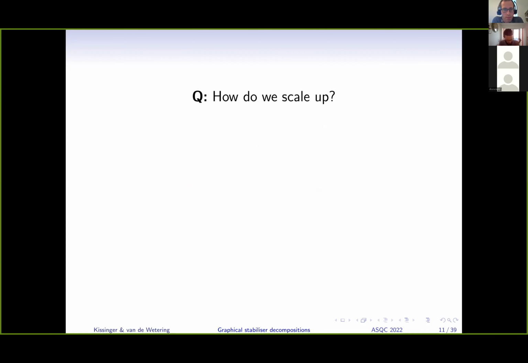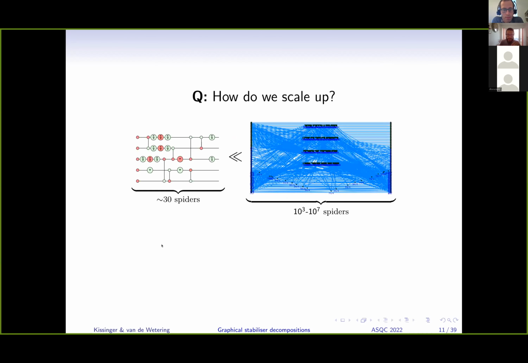Okay, so that was, as I said, just a little toy example. It had about 30 spiders in it. In fact, for doing real, interesting optimization problems, and even problems which are interesting on, say, NISQ, like small hardware, as soon as you're talking about something like 20 qubits, depth 20 or something, then you're talking about hundreds or even thousands of gates. So you really need some kind of automated tools to do this kind of simplification.